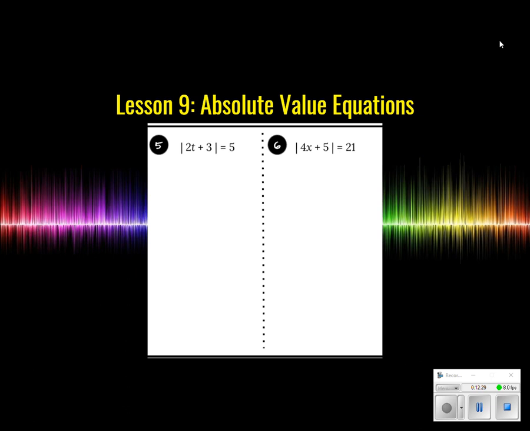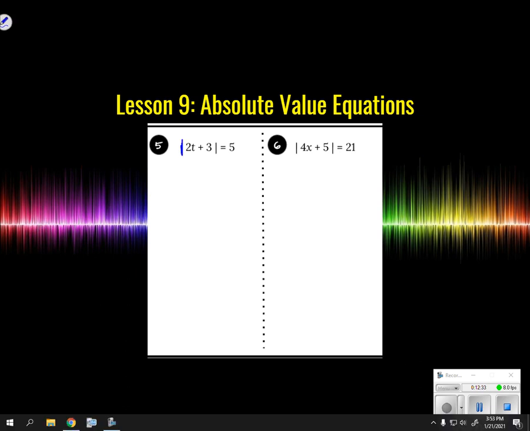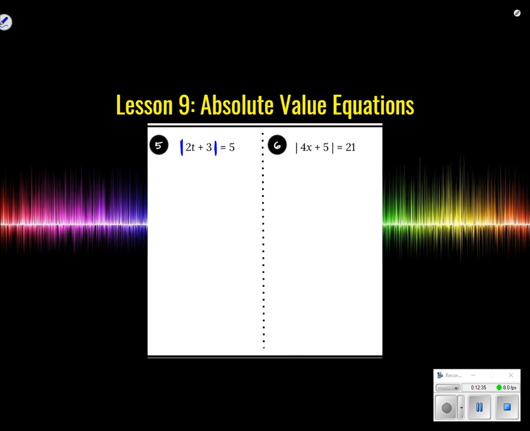All right, so here we're going to look at number 5. Now, number 5, the absolute value bars are all by themselves. So there's no isolating anything. It's already isolated. But if you notice, I've got a 2t and a plus 3 inside. So I've got 2 terms, and I'm going to have to deal with that as I split them up. There's no removing something from inside the absolute value. It's kind of stuck there until I split it up.